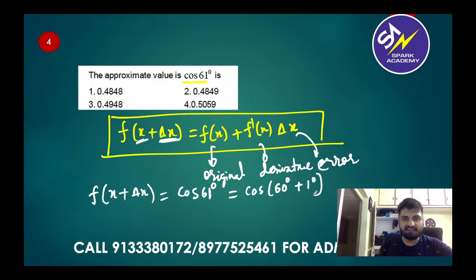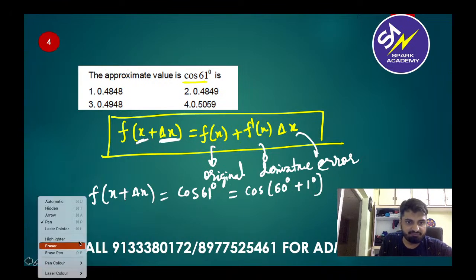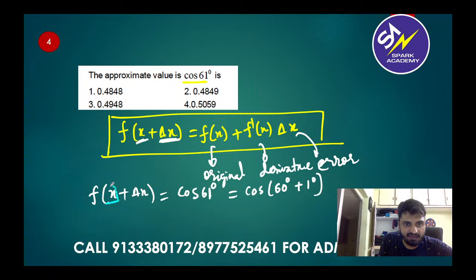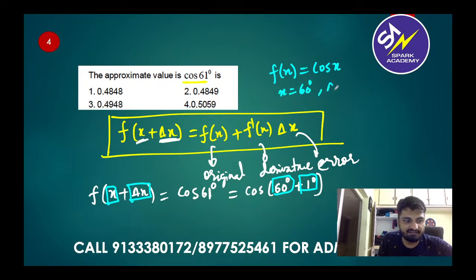Everyone? So can I safely say now that x value is 60, delta x value is 1 degree. So can I say now f of x is a cos function, so cos x, where x value is 60 degrees, delta x value is 1 degree. Correct? Everybody? Great. So now I will put it in the formula. What is the formula? F of x is nothing but cos x. F dash of x, derivative of cos x is minus sin x into delta x. Delta x as it is.